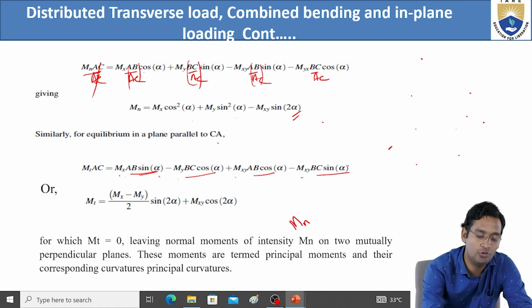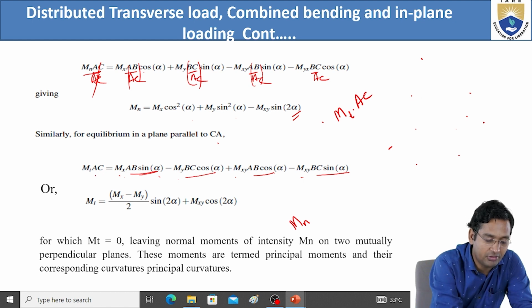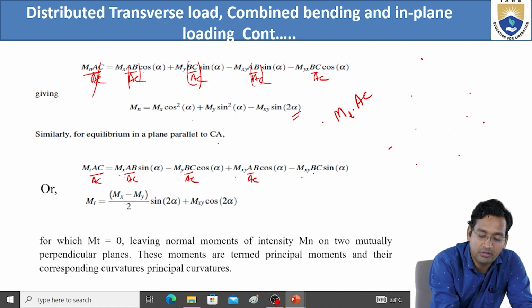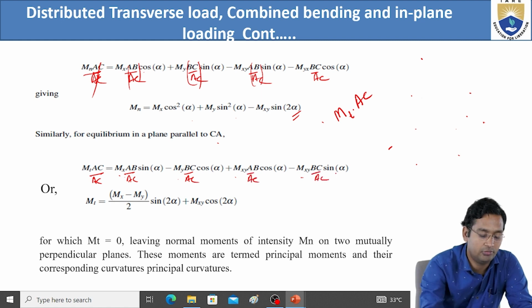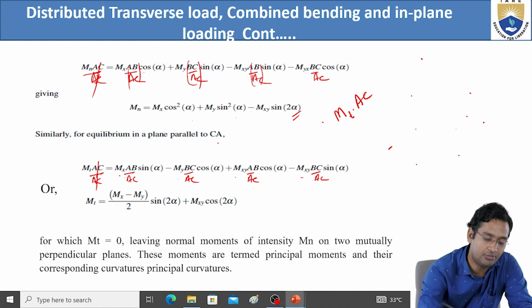Now again what we have to do? Just divide by AC. So after dividing by AC what we will get? MT AC, or just here divide by AC. I'm just dividing directly here. Again AB by AC, BC by AC, AB by AC, and here BC by AC. So dividing AC on both sides, this AC will get cancelled, right? So now what we have?